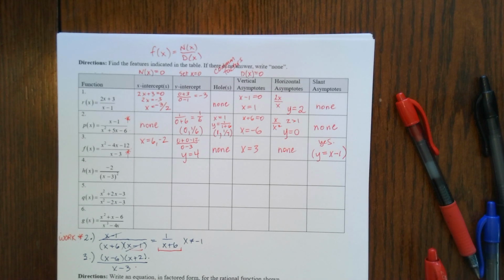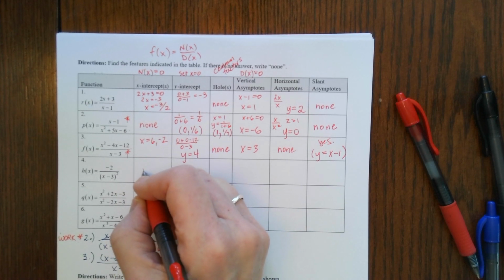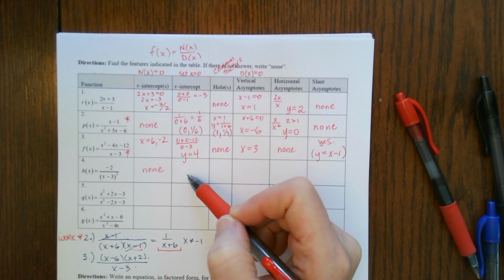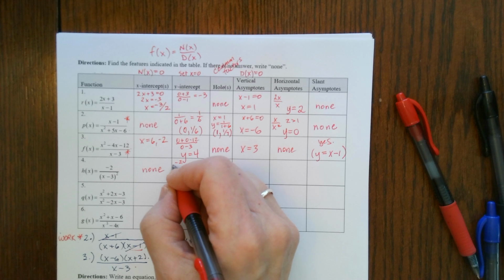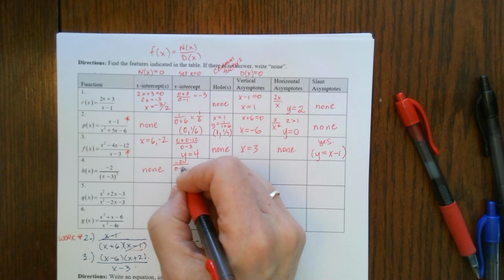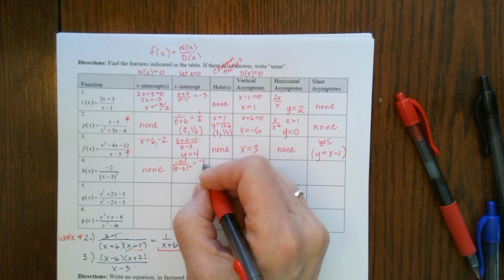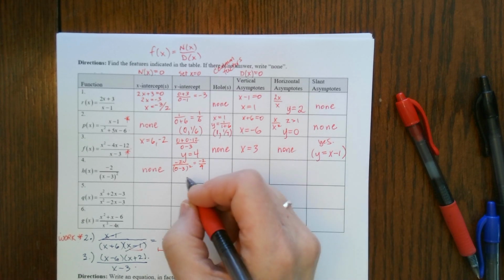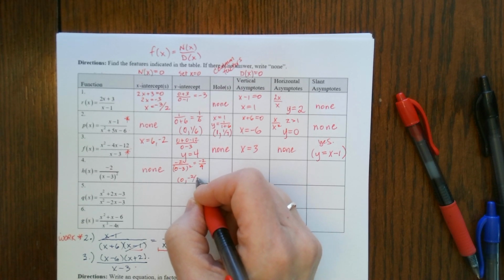Okay, so in problem 4, x-intercept, so when is the numerator equal to 0? And it's never equal to 0. If we set x equal to 0, it looks like we'll have minus 2 divided by 0 minus 3 quantity squared. So that looks like it's minus 2 divided by 9. So our y-intercept will be 0 comma minus 2/9.